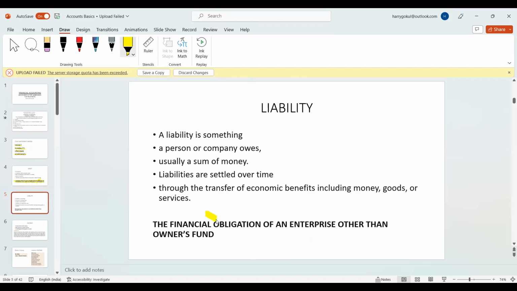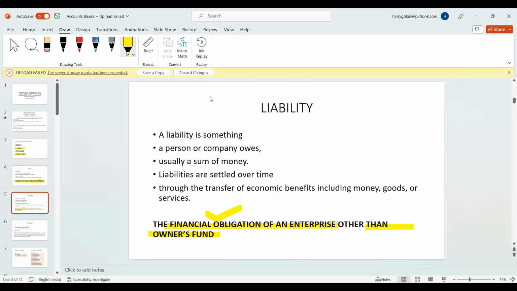I will come back. Okay, a liability is nothing but a financial obligation of an enterprise other than the owner's fund. That means you are liable. You may have purchased some goods on credit and haven't paid the money, so it will be a liability. Or you may have purchased something like a car, a fixed asset, on a loan from the bank. Those are financial obligations. It's your obligation and you need to pay, so those come under liability.